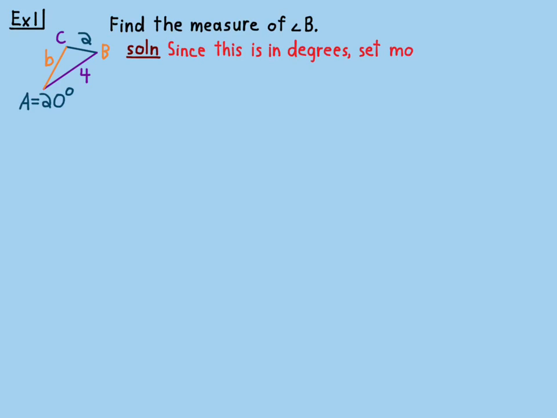I would first set the mode on my calculator to degrees, since this is in degrees. Now you could just change everything to radians, but I think for this one it's easier just to change your mode to degrees.